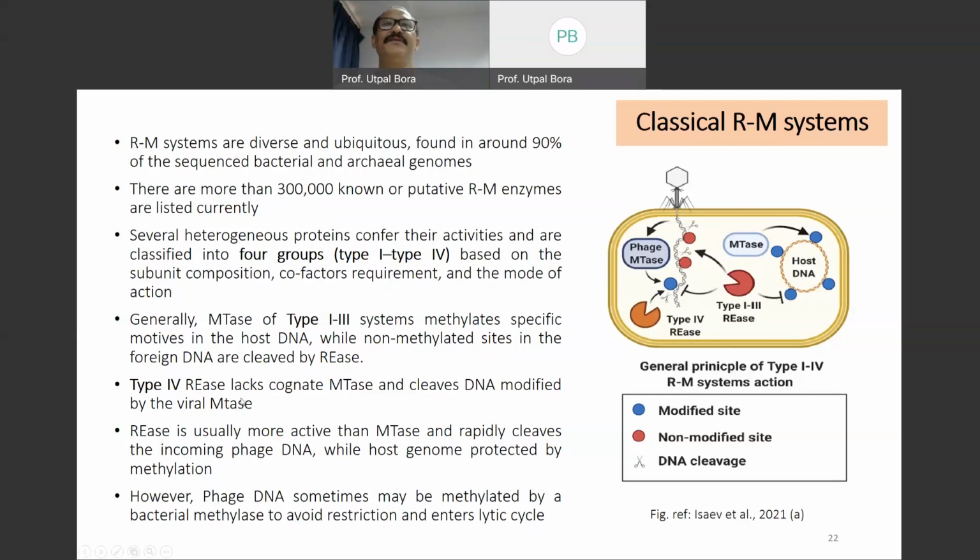The type 4 restriction endonucleases lack cognate methyltransferases and cleave DNA modified by the viral methyltransferases. The mechanism here is a little bit different. The restriction endonuclease is usually more active than methyltransferases and rapidly cleaves the incoming phage DNA, while the host genome is protected by methylation. However, phage DNA sometimes may be methylated by a bacterial methylase to avoid restriction and enters the lytic cycle. So this is a deviation from the normal design. So biology is, that's why, very, very interesting.